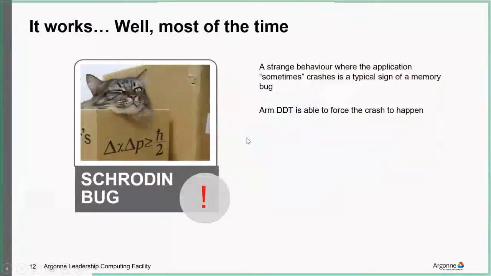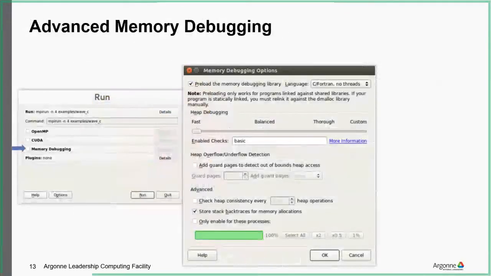Other bugs in your code that you may encounter are not so straightforward. It may not be a crash, maybe values are off, or maybe sometimes it crashes and sometimes it doesn't. Most likely in that case, you've got some type of memory bug. What you can do is use DDT to enable its memory debugging simply by checking this memory debugging option, and you can adjust the various levels of checks that you want done on the heap just by moving the slider.